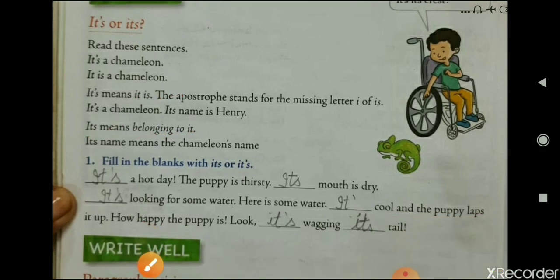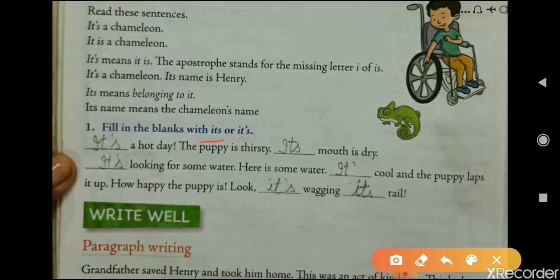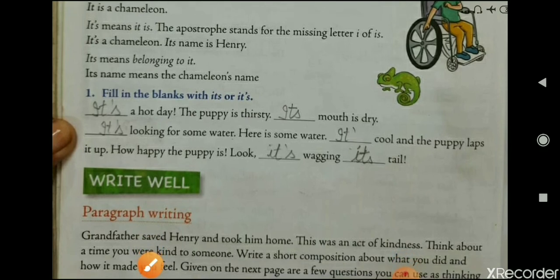Now exercise, fill in the blanks with it's or its. So dash a hot day. So it is a hot day. So we have to write here it apostrophe s. The puppy is thirsty. Its mouth is dry. So here its mouth. Whose mouth? Puppy's mouth. Okay, so here we have to use its, not apostrophe s. Next one, dash looking for some water. So it is looking for some water. So here we have to use it apostrophe s. Here is some water.